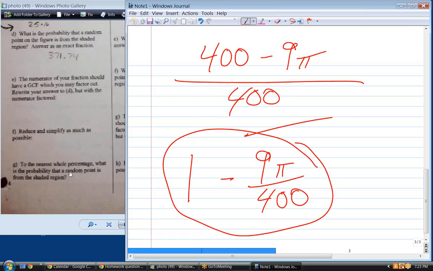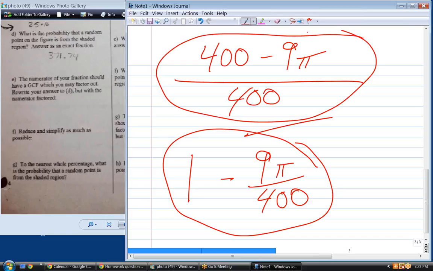And then, to the nearest whole percentage, what's the probability means you need to convert this to a decimal, round it to 2 figures, and put it as a percentage. You can do it in your calculator either way, either doing it this way or this way. Okay. That's going to, oh, no, that is not right.